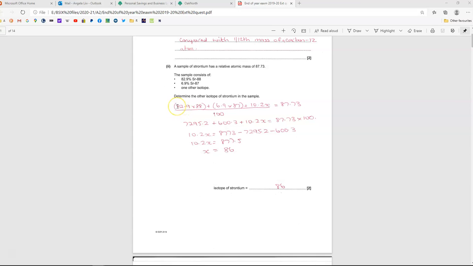So we are given 82.9% of strontium-88, 6.9% of strontium-87, and told there's one other isotope. So obviously we replace that with X, and you can work out that there's 10.2% missing. Obviously you add those two up, take them from 100 to get you 10.2, and then it's just really working through the equation, rearranging it for X.